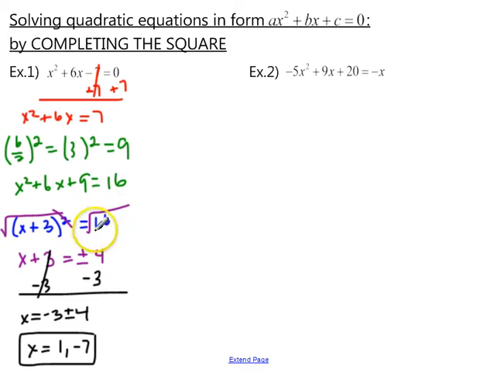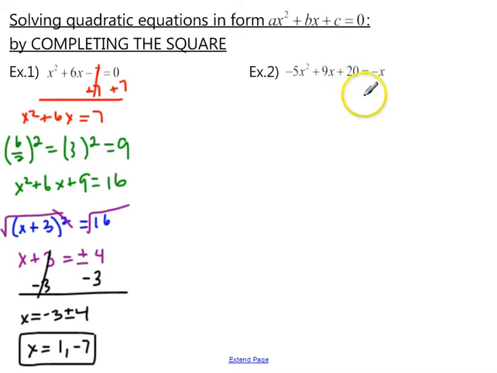Now it's nice because 16 is a perfect square, so we have that 4. Then lastly, in isolating the x, we need to subtract 3 from both sides, and then we have the answer x equals negative 3 plus or minus 4. Now since both of these numbers are outside of the radical, we can actually find our two exact answers. Negative 3 plus 4 gives us positive 1, and negative 3 minus 4 gives us negative 7. Those should be your two answers.